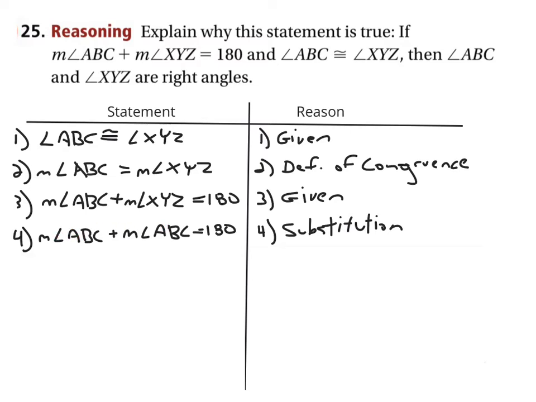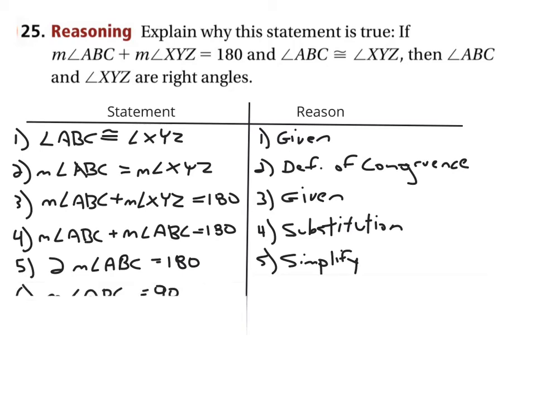Now, we've got two of these. We've got the measure of angle ABC plus the measure of angle ABC equals 180. Since we have that, we can just write 2 times the measure of angle ABC is 180. I just added them together, so I call that simplifying. Now, watch what I do next. I'm going to divide both sides by 2 to get down to a single one of them. The division property of equality allows me to divide both sides by 2. Now, we've established that the measure of angle ABC is 90 degrees.